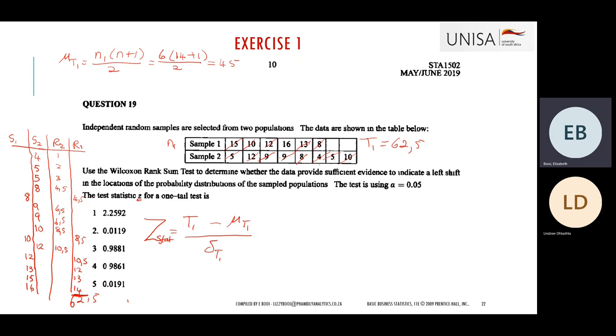So now we have our mean T1. So we can also substitute into the formula. We know that we have 62.5 minus 45. Now we need to calculate what our sigma T is. So our standard deviation of T1 is given by the square root of n1 times n2 times n plus 1 divided by 12. So let's see, the square root of n1, there are 6 of them, times n2, there are 8, times 14 plus 1, divided by 12.